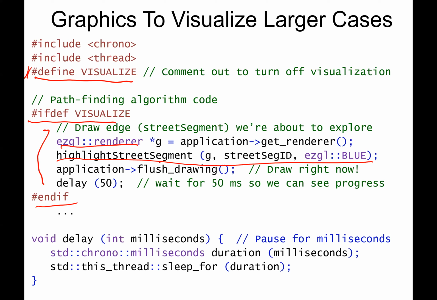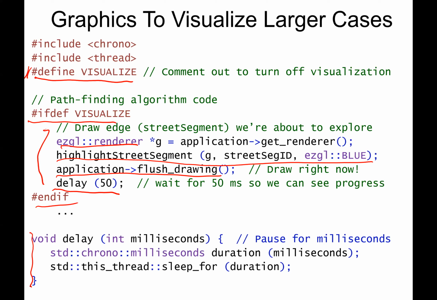So we just grab this renderer, we draw a street segment, and then we say flush drawing. We're not actually drawing this in callbacks. We're in the middle of the algorithm. Graphics libraries, including EasyGL, are allowed to just buffer up graphics for efficiency. They don't have to draw it right away. We're calling this function to say we want you to draw this right now because we're animating. And it turns out this would be so fast we wouldn't see it well, so we delay for 50 milliseconds. And that delay function is written down here.